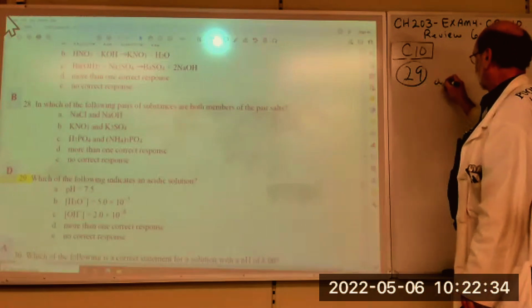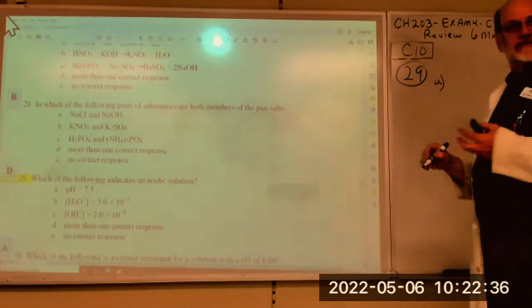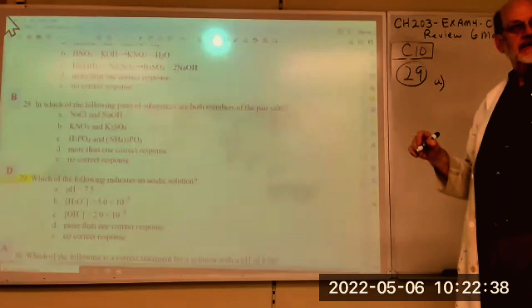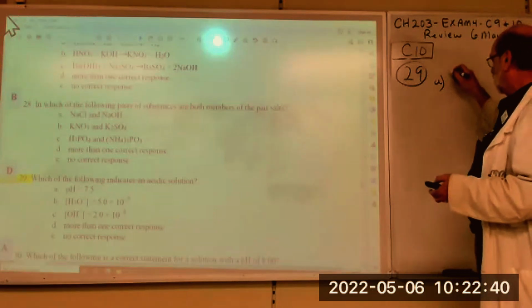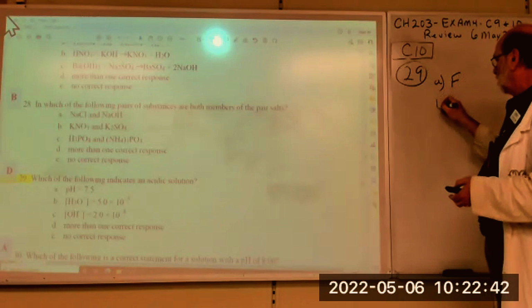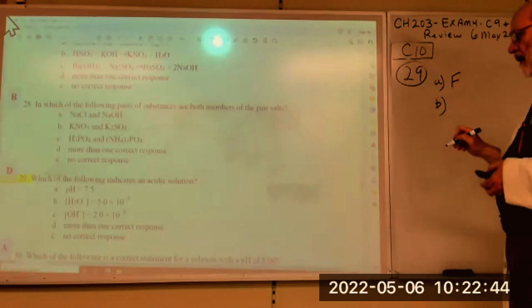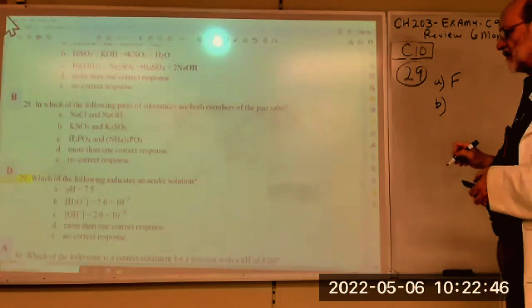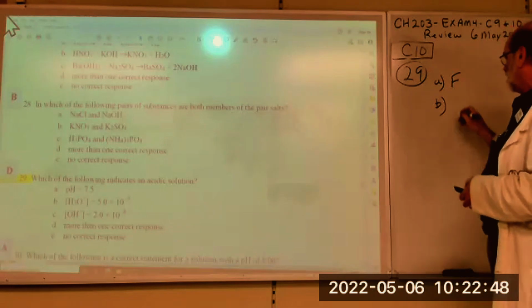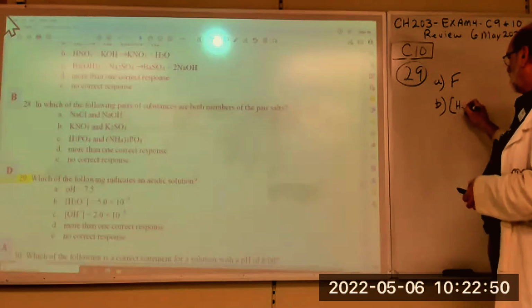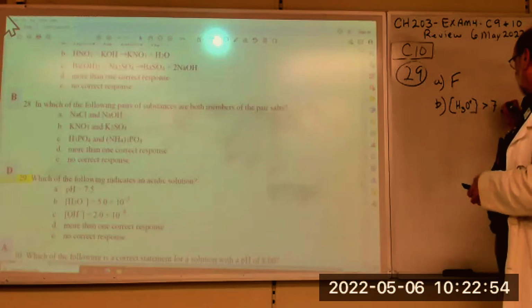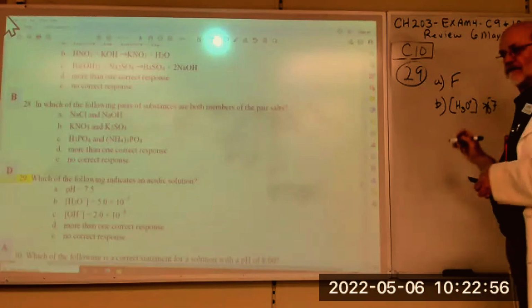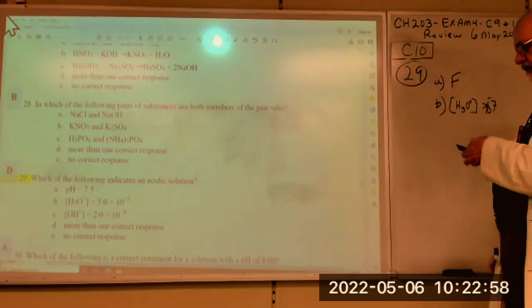Which of the following indicates an acidic solution? 7.5. Greater than 7 is basic, so that's false. Hydronium ion concentration 10 to the minus 5. Greater than 7, 10 to the minus 7. Yeah, that's an acidic solution right there.